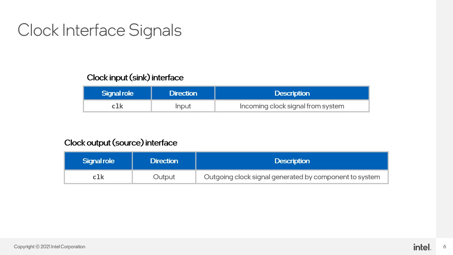Every component must have at least one clock interface. A clock interface can be either an input to or an output from a component and consists of the single clock signal. For every standard interface discussed in this training, all the required and optional signals that make up the interface will be listed in tables like the ones shown here.